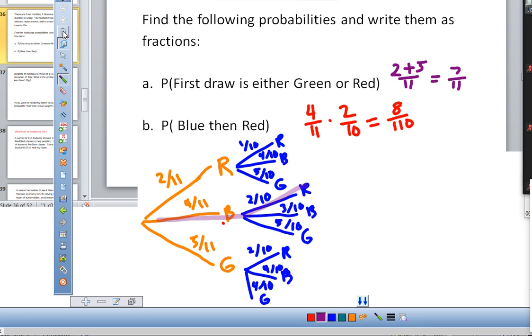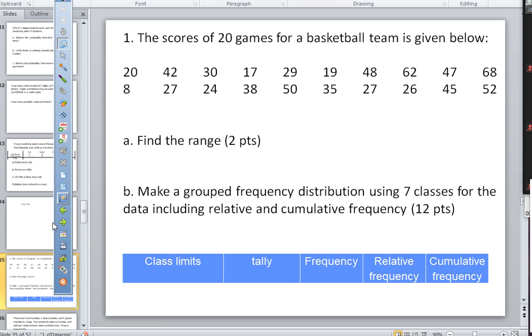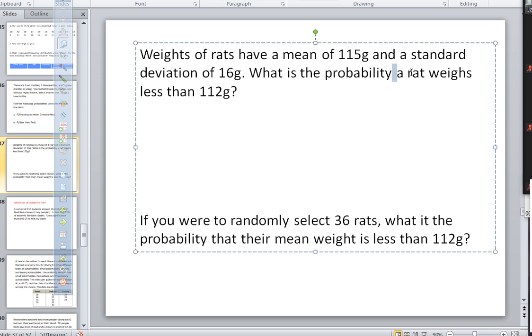There's one more I want to bring up before we go, which is not this one, which is this one. Weights of rats have a mean of 115 grams and a standard deviation of 16 grams. What's the probability a rat weighs less than 112? This is a regular, ordinary normal CDF problem from chapter 6. You're talking about the probability that one rat.